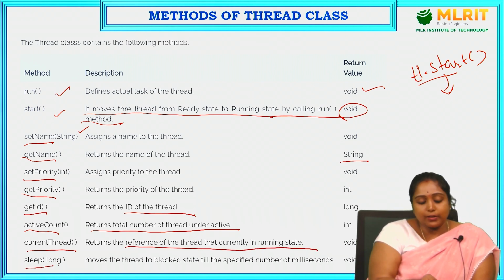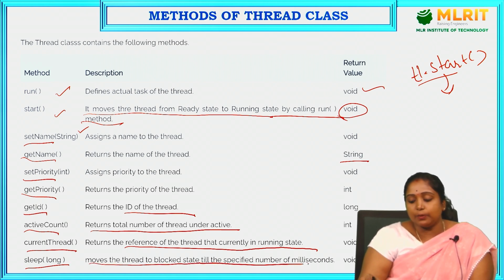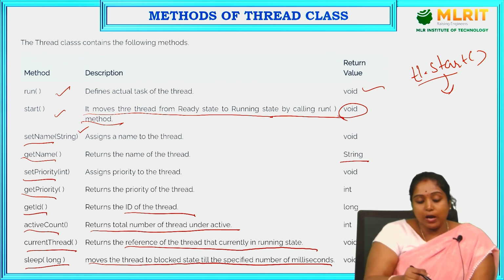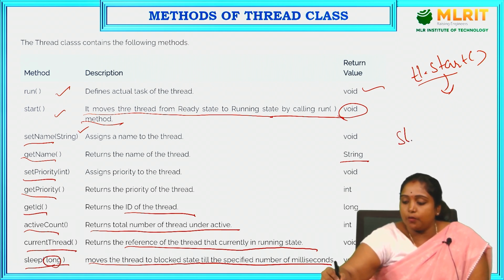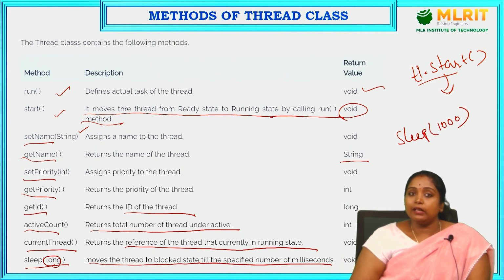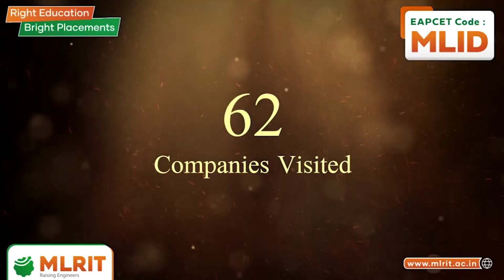And the last one is sleep. Sleep is a method which moves a thread to the blocked state for the specified number of milliseconds. You have to provide a value like sleep(1000), so it will sleep for 1000 milliseconds.